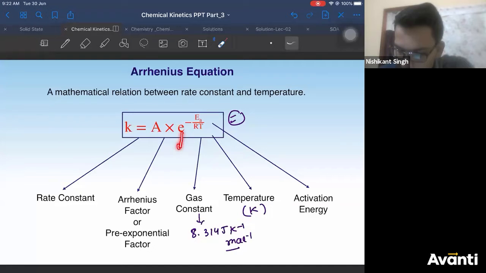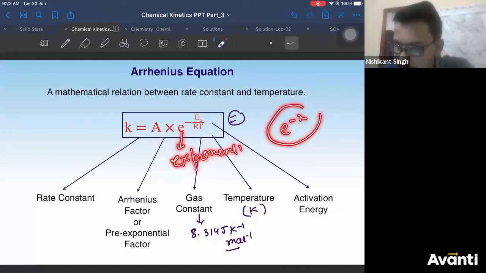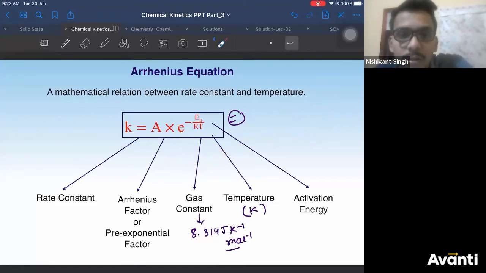E is an exponential term, Kayuri. In mathematics, you write e to the power minus x, no? E is what? Exponential. Is that clear? E does not represent any physical quantity here. It is just an exponential value.